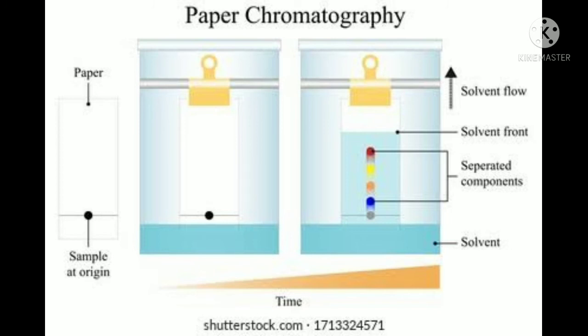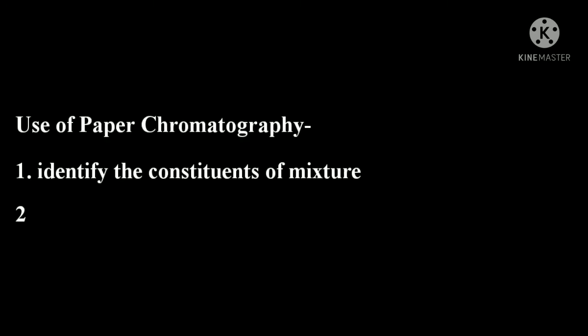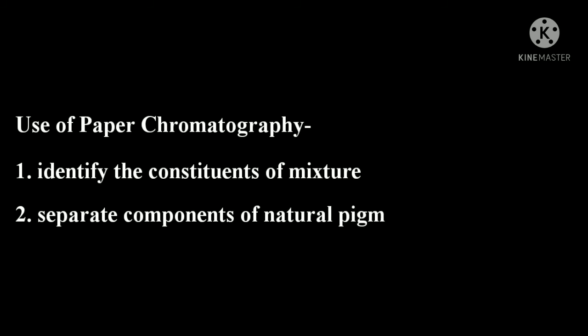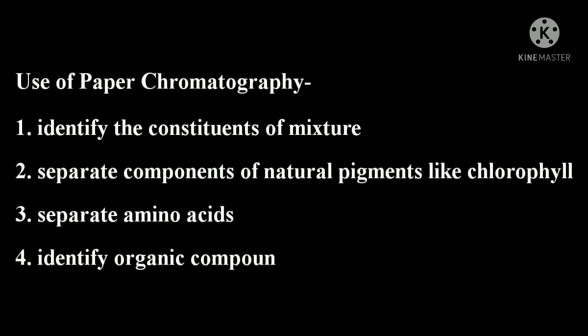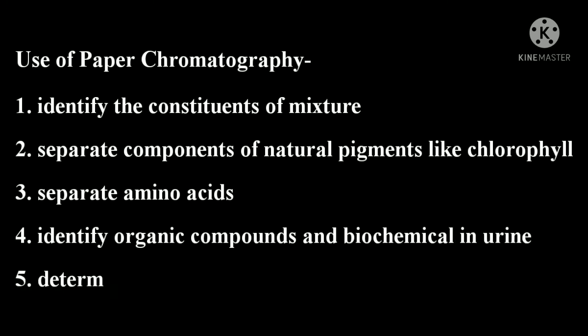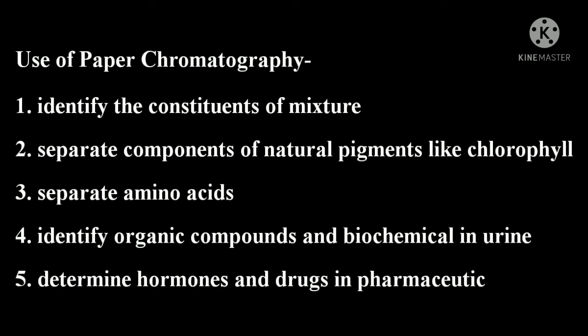Applications of paper chromatography, and why we can use paper chromatography, we will discuss here. We can use paper chromatography to identify the constituents of a mixture, separate components of natural pigments like chlorophyll, separate amino acids, identify organic compounds and biochemicals in urine, and determine hormones and drugs in the pharmaceutical sector. So these are the applications of paper chromatography.